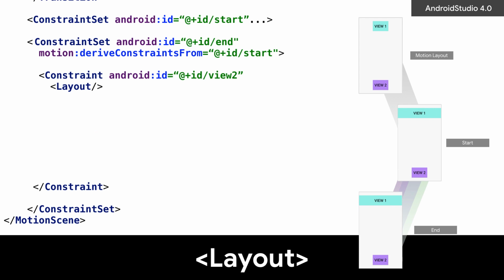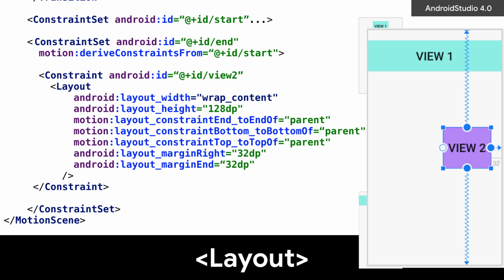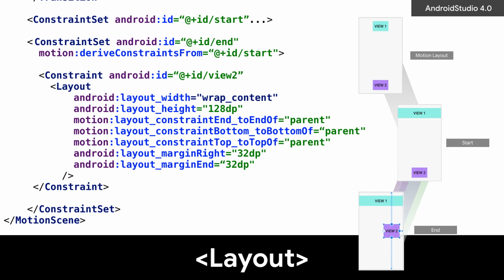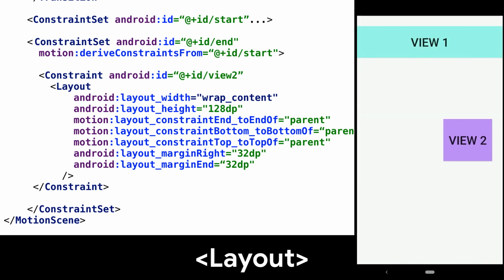First is layout. This is where we can put attributes from constraint layout. In this example, we'll animate the view's position by changing the constraints in each constraint set. Here's the final animation.